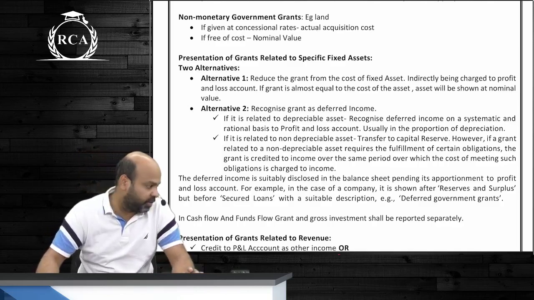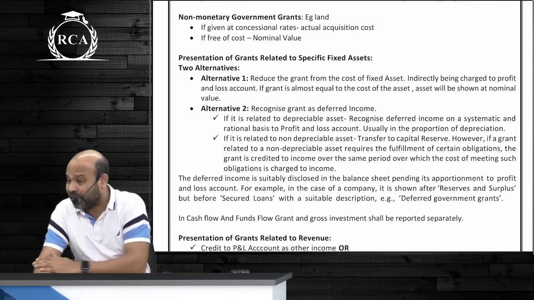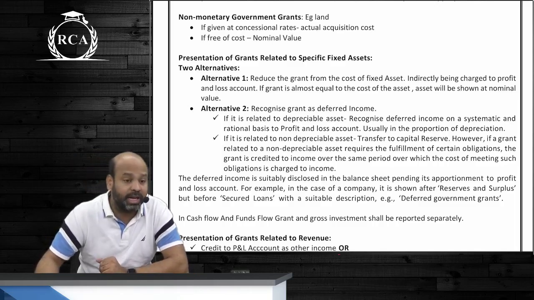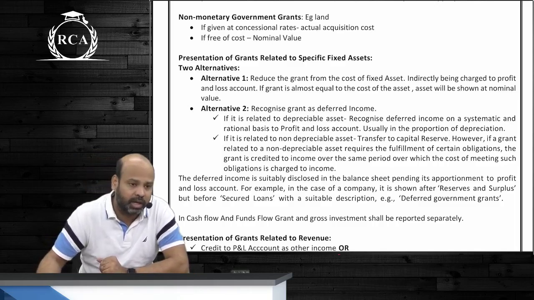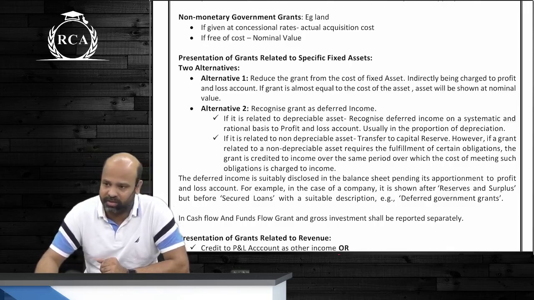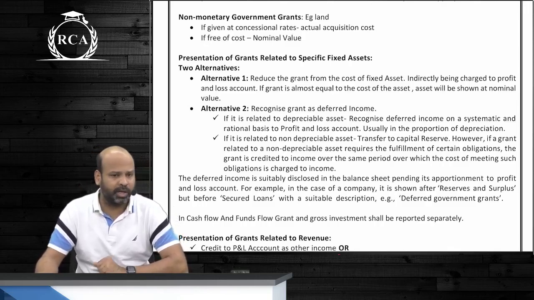If the grant is received in respect of a specific depreciable asset, you have two alternatives. Either you reduce that grant from the cost of the asset, or you transfer that grant, beta, to deferred government grant account. If you're transferring it to deferred government grant account, it should be amortized in the ratio of depreciation. Either way, the impact on P&L will more or less be the same.